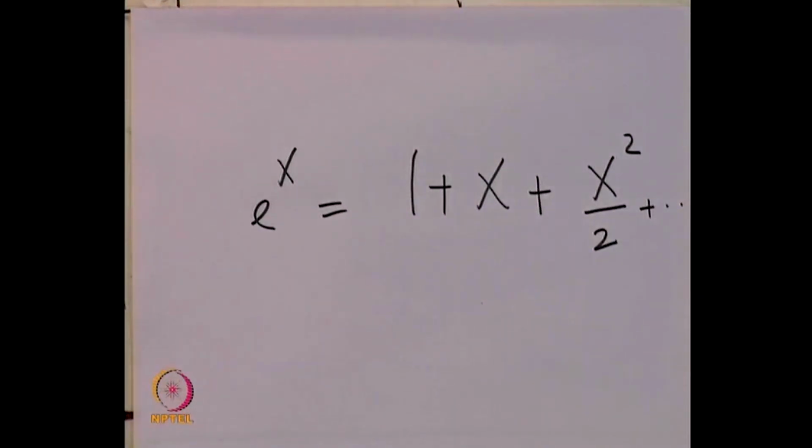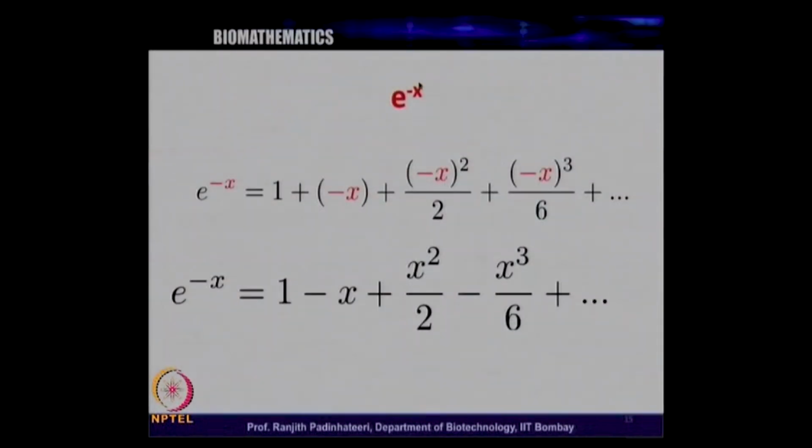So now let us get familiar with another function called e power minus x. Let us have a look at it. This function e power minus x is essentially the exponential function itself, but wherever there is x in e power x, if you put minus x there, you will get e power minus x. So let us see here.